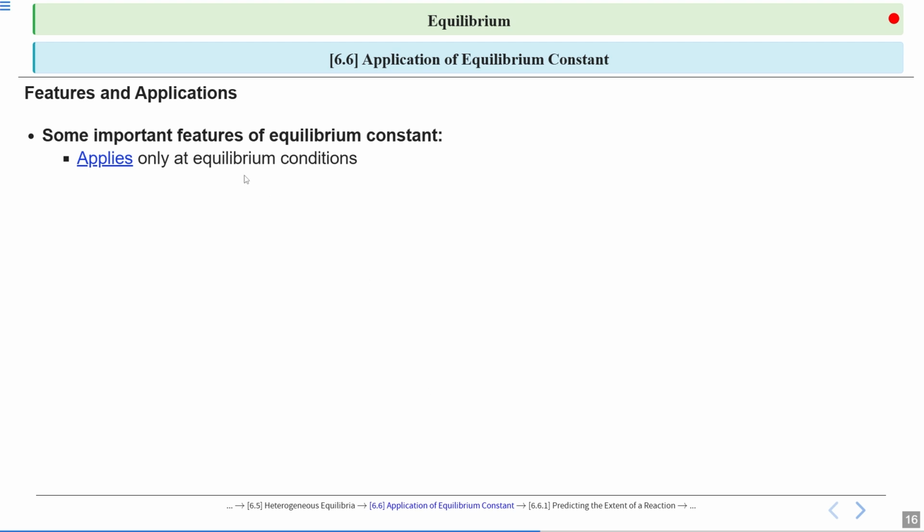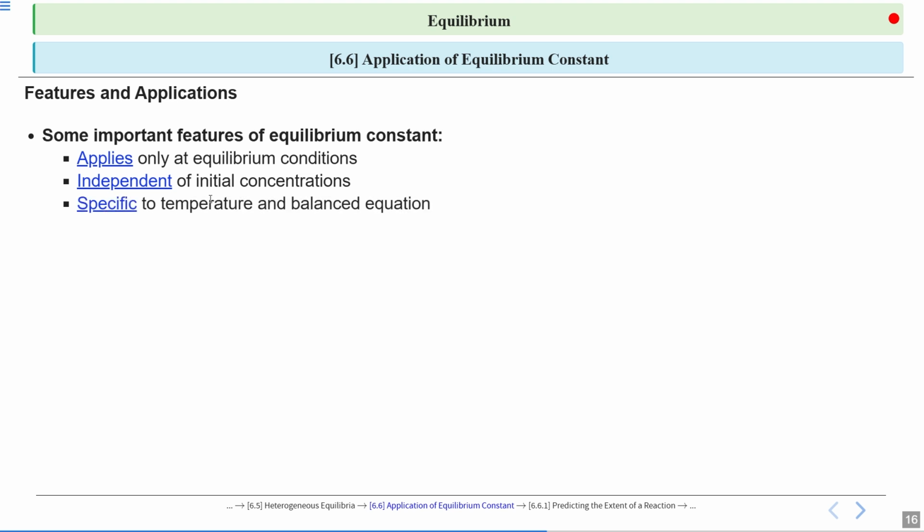Now remember one thing, there are some features which you should remember about the equilibrium constant. It is only applicable to those equilibrium mixtures which have attained the equilibrium condition, that is, no net change in the physical properties. Next, this equilibrium constant has no dependence on the concentration. You can take any concentration value, but the Kc value will remain the same. Third, it is dependent upon temperature and on the balanced chemical equation. If you change the balanced chemical equation by multiplying by any factor, then you will always see a change in the equilibrium constant as well, and the same is true for the temperature.